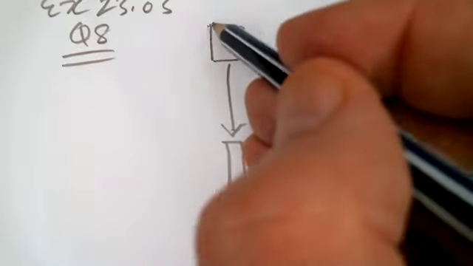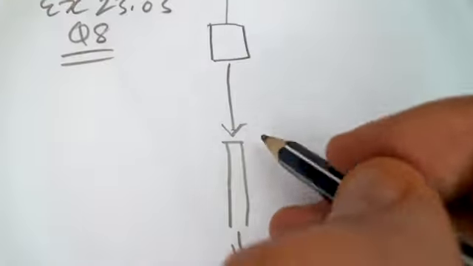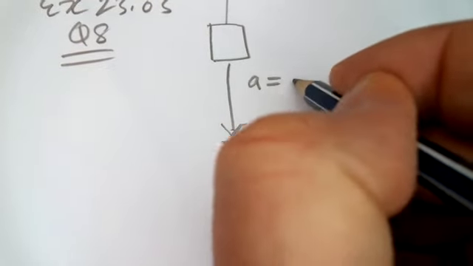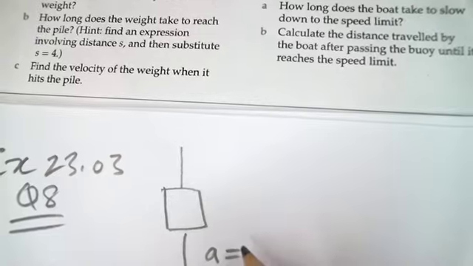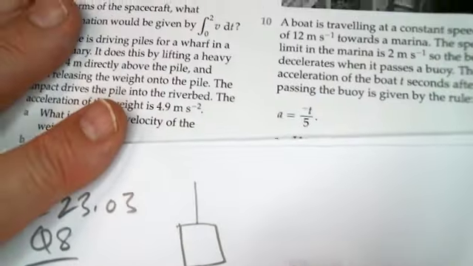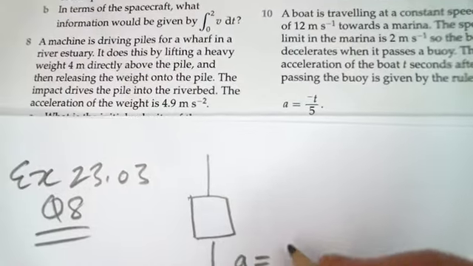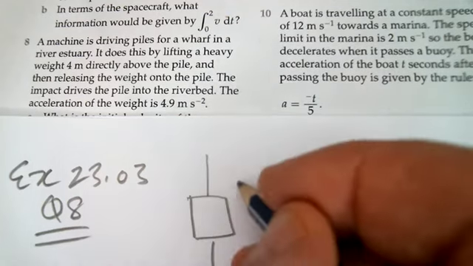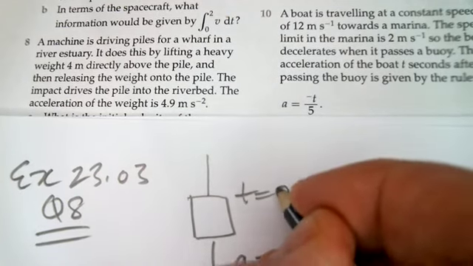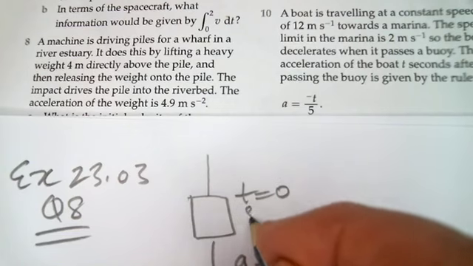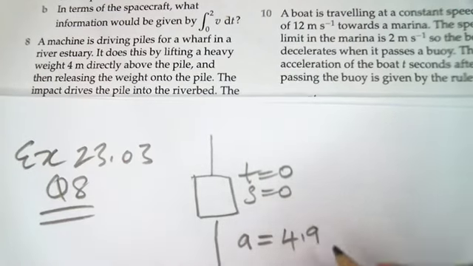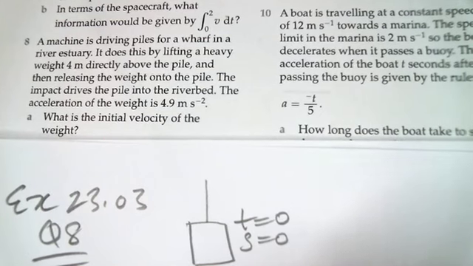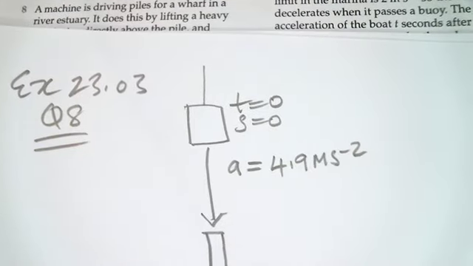So the weight's released, the weight's attached to something, and it's released and it slams down. And here the acceleration is equal to, and we're told it is, where is it? Here we go. Yeah, 4.9 meters per second squared. So acceleration at the very start, t must equal 0. It hasn't moved, so s must equal 0, but acceleration equals 4.9 meters per second squared. Okay, so that's where we are.